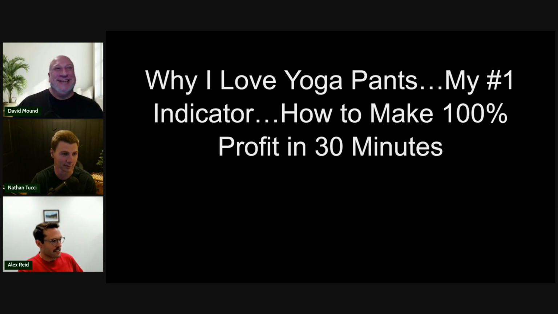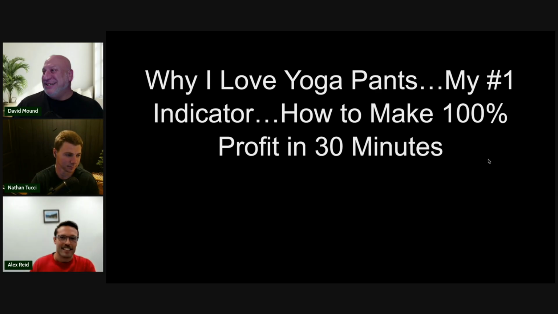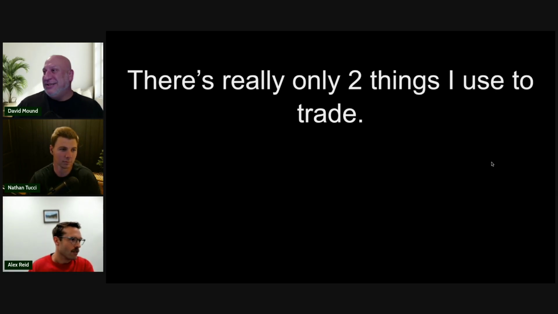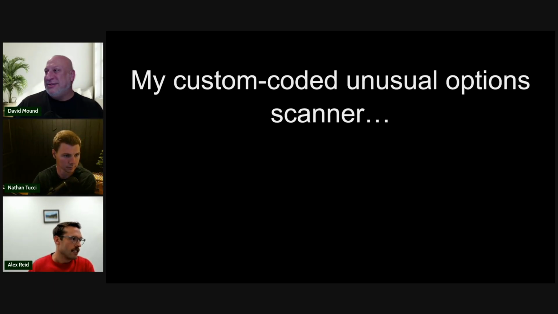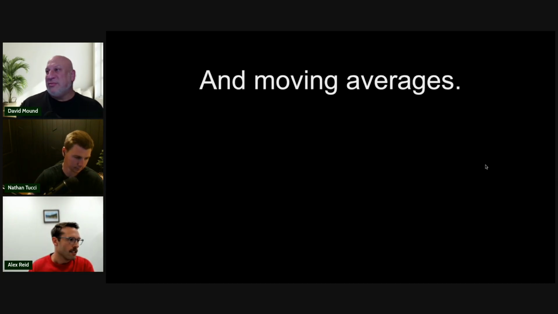Why I love yoga pants. My number one indicator, and how to make 100% profit in 30 minutes. Now we gotta wait 30 minutes. I know it's slow, but trust me, the payoff's worth it. So now, like I mentioned, there's really only 2 things I use to trade with. Now, the first one is actually my custom coded unusual options scanner. I love this thing.